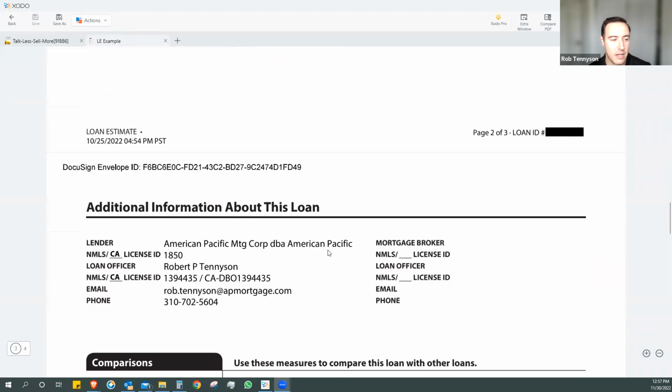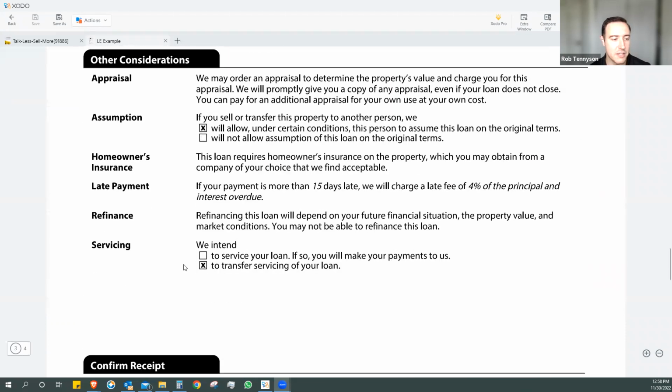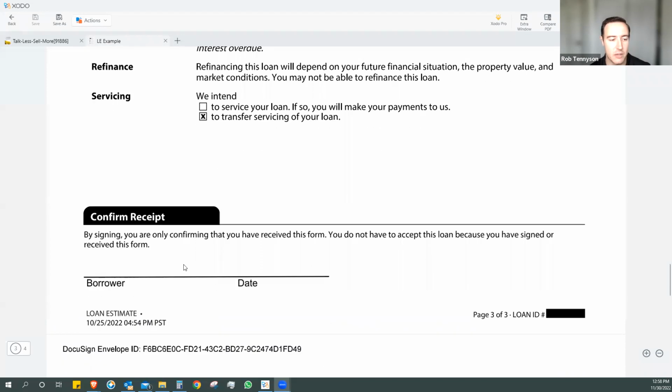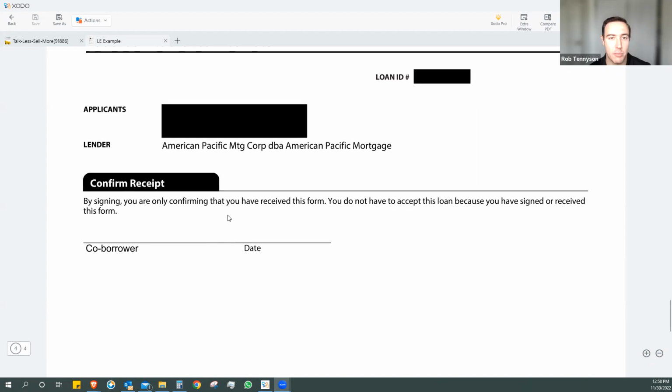There you go. And on page three, it's just some other information that is required to be disclosed to you. APR, a total interest percentage. Again, I don't like to use these when comparing. I like to use just the interest rate and closing costs. Add those together. That's how you should compare your different lenders. And some just required disclosures. And the final one is your signature page. If you have a co-borrower, they will have to sign on page four.